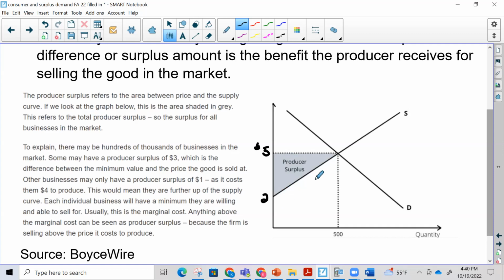But say KFC is another one that sells fried chicken, but it costs them more to produce, so they're not willing to sell it for as low, and they're more willing to sell it for $3. But again, they can still get $5, so their producer surplus is that difference, which would be $2. Now there are some companies that want to sell it for more than the market price, so they don't have producer surplus in that case.